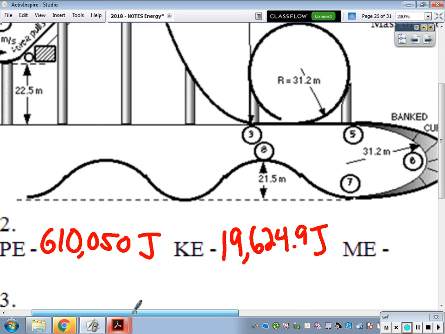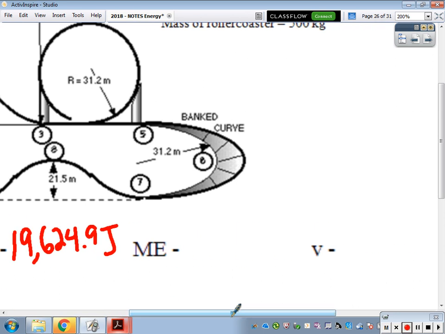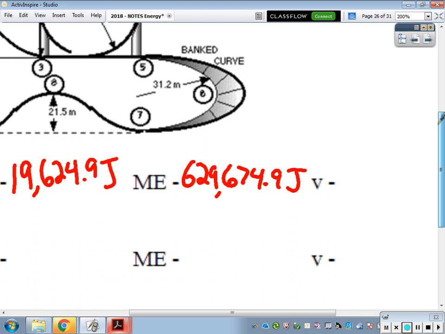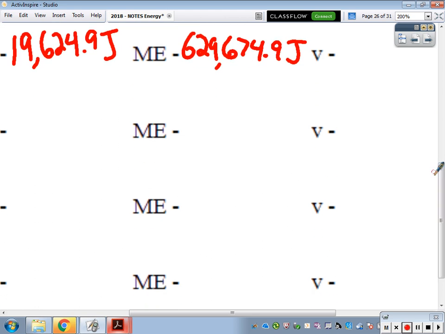Okay, now, this part should be very easy for us. Okay, we have potential, we have kinetic. What do we need to do for mechanical energy? Add them up. Pretty simple. Take what we have, 19,624.9. Add that to our 610,050. Gonna get a large number, but that's okay. Paige, what do we get? 629,674.9 joules. Absolutely.